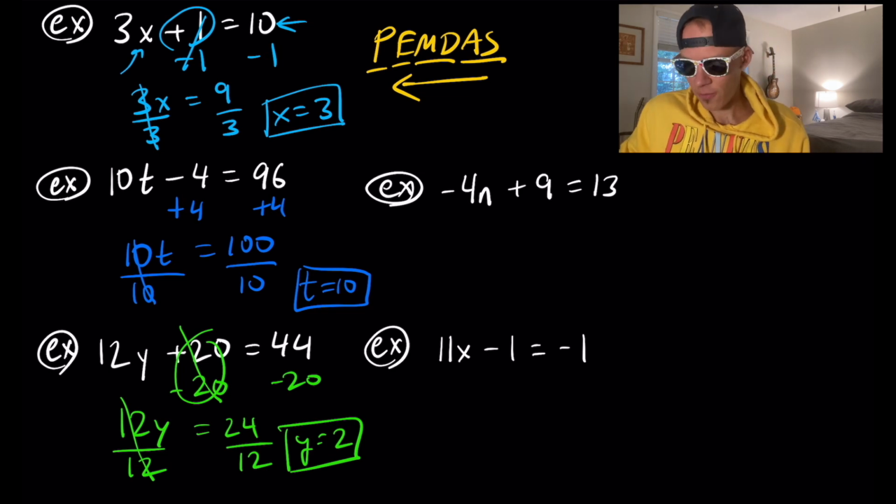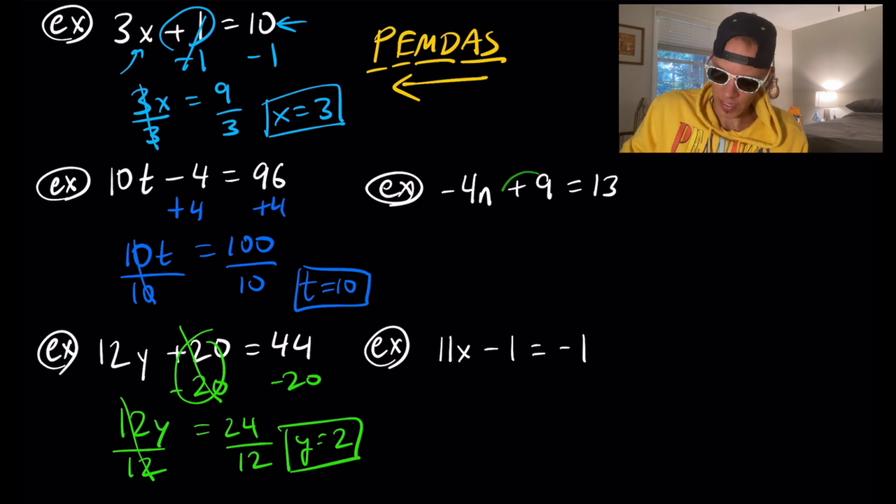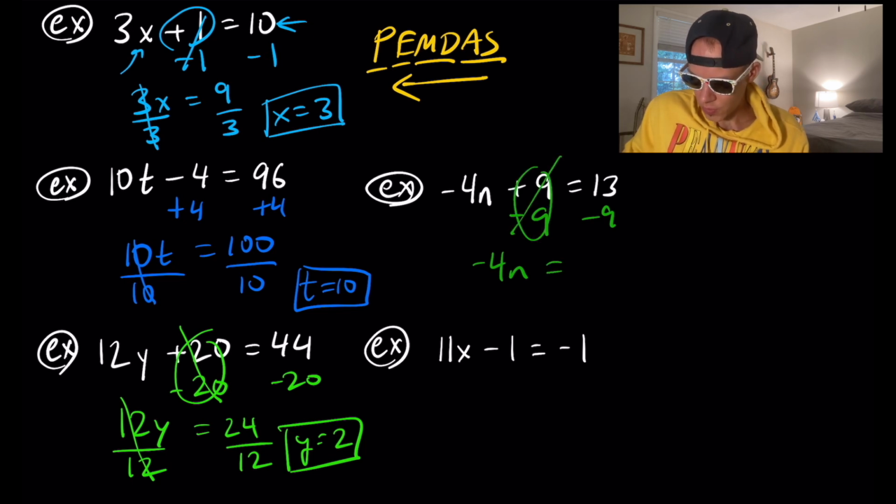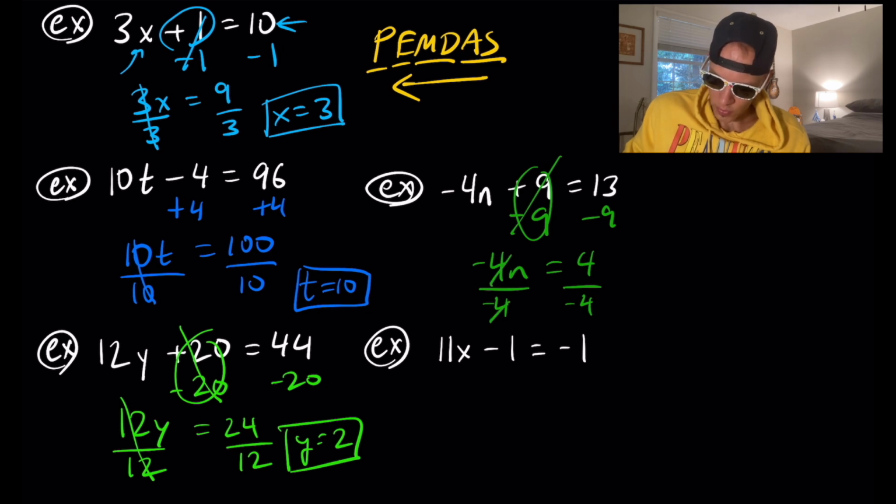All right, negative 4n plus 9 equals 13. So again, undo any addition or subtraction first. I got an addition of 9, so I'm going to do minus 9 on both sides and bring everything else down. So I'll have negative 4n, these cancel, is equal to 13 minus 9, which is going to be 4. And then I'll divide both sides by negative 4. Those will cancel, and I'll have n is equal to negative 1.